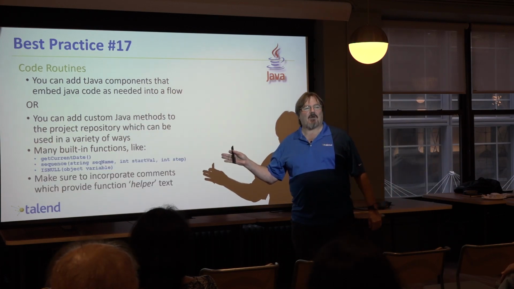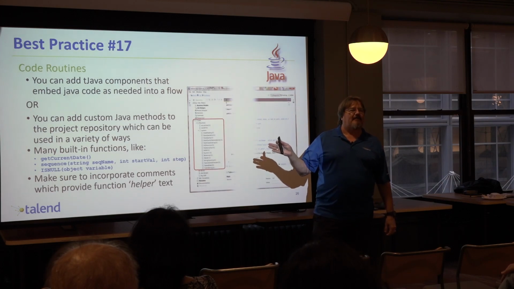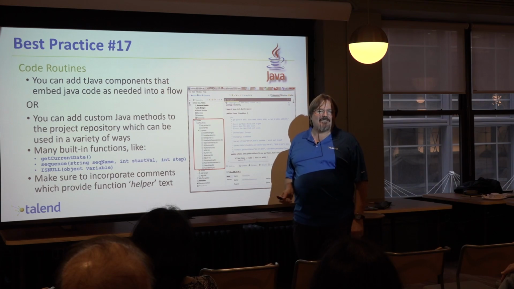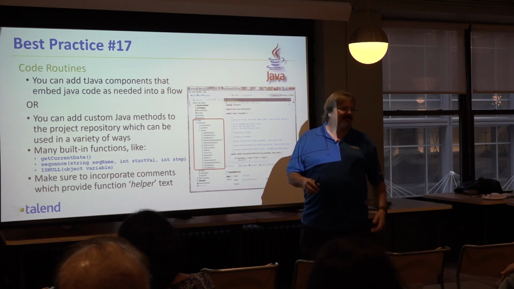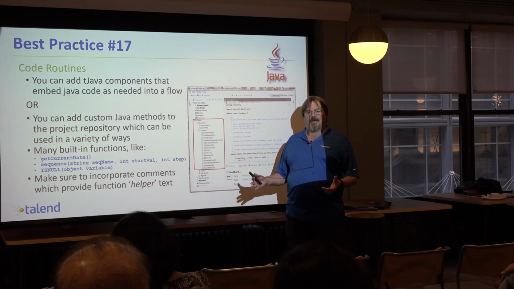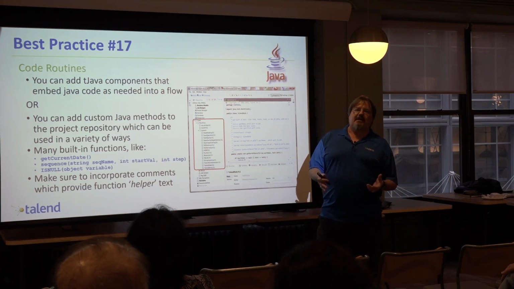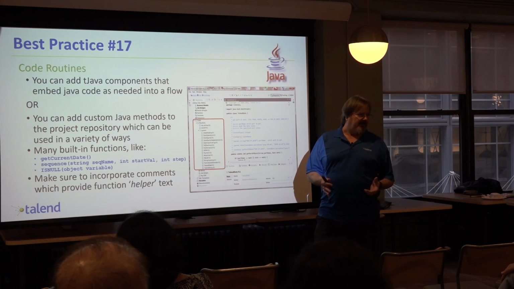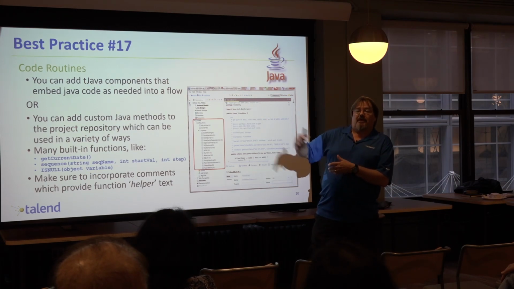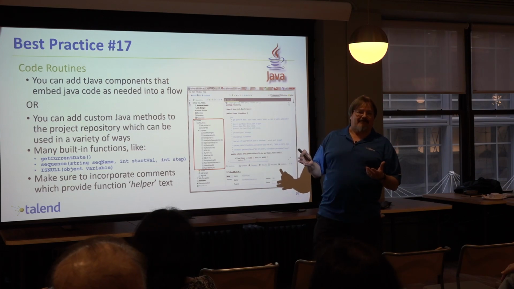Let's move on. Best practices. I'm going to pick up from where I left off last time. Sorry if you missed it. Number 17, code routines. Talend is an extensible product. It's generating Java code. And sometimes even the components that we give you, and there's over 1,000 of them, isn't enough. In fact, sometimes the components that you can pull in from third parties isn't enough.